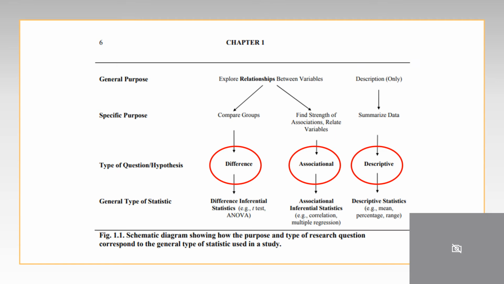This is from the Morgan et al. text, page 6, and it is a clear graphic organization of when to use difference, associational, and descriptive questions and hypotheses. We see here that descriptive hypotheses and questions are the simplest form. They describe data. The difference and associational are more complex because they seek to establish a difference between groups or to associate commonalities between variables.